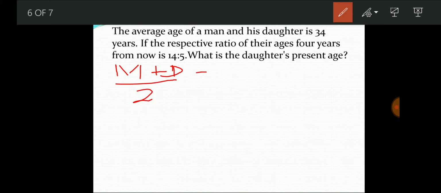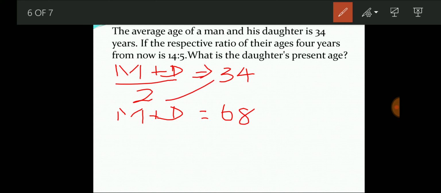So when there are two people and the average is 34, we know the sum of their ages, the man and the daughter together, would be 34 into 2, which is nothing but 68. So this is in 2020, the 68 is in 2020. The question is 4 years from now. 4 years from now, the ratio is 14:5.